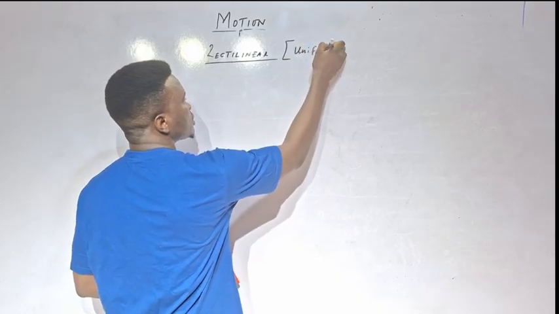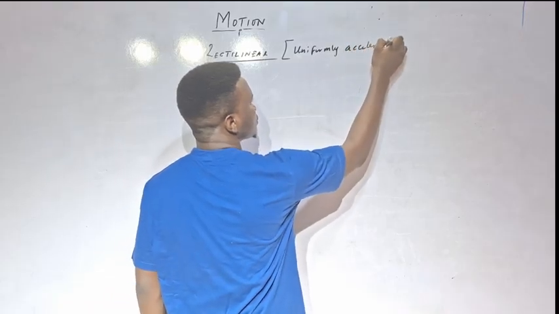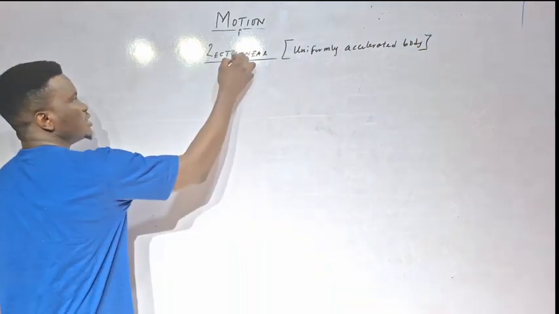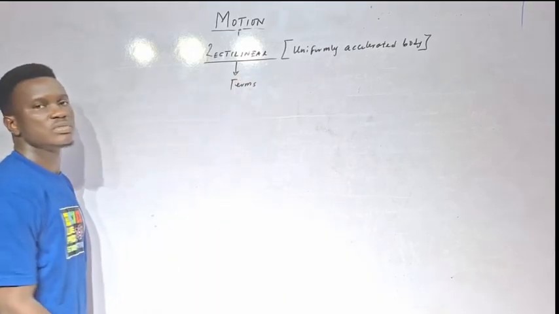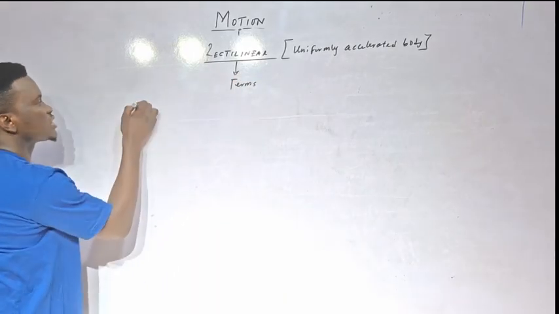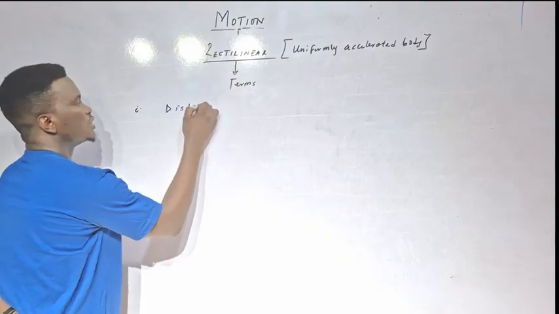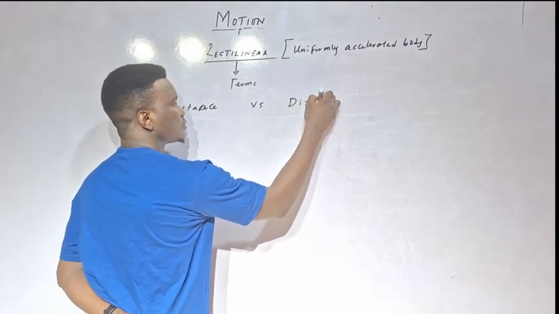Rectilinear motion is focusing on a uniformly accelerated body. So when you're talking about rectilinear motion, there are a lot of terms you will hear. So let's pick these terms one after the other. So the first term is distance. Distance versus displacement.